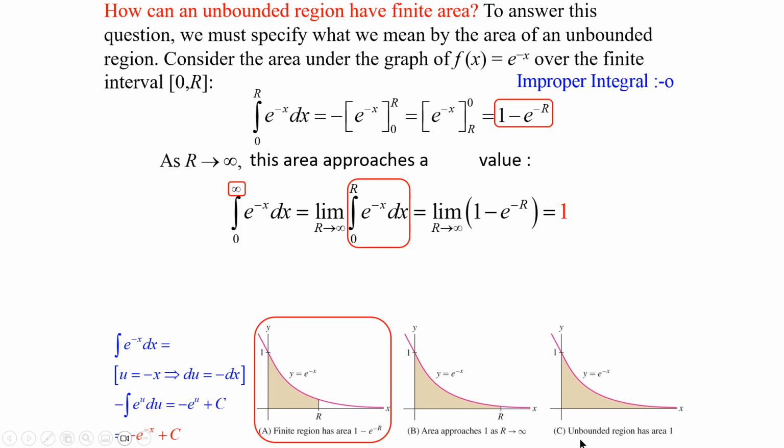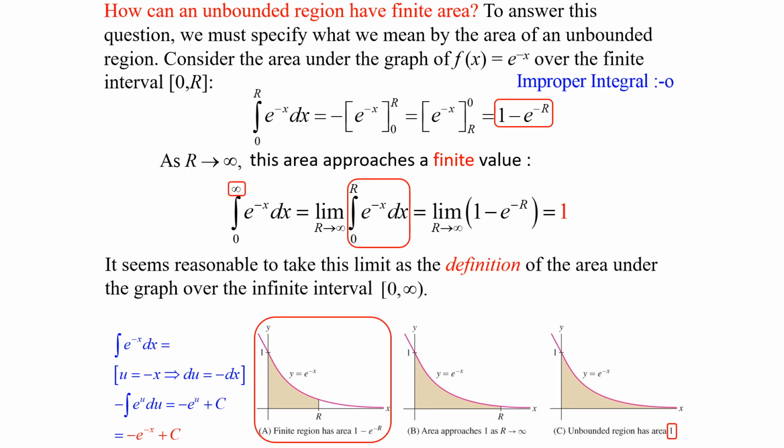So, guess what? This unbounded region has an area of exactly, believe it or not, 1 square unit. Wow. So, the area approaches a finite value. Isn't that amazing right there? Okay, it seems reasonable to take this limit as the definition of the area under the graph over the infinite interval, the half-closed interval from 0 to infinity. Thus, the unbounded region has area of 1. 1 square unit. Amazing.